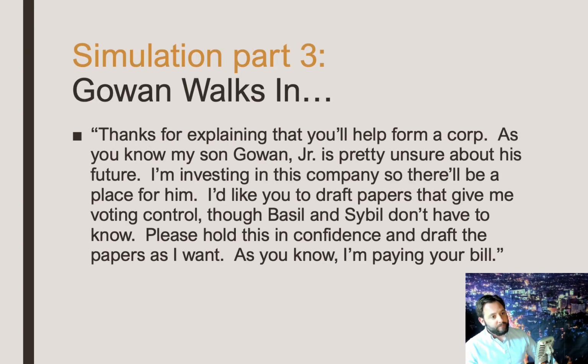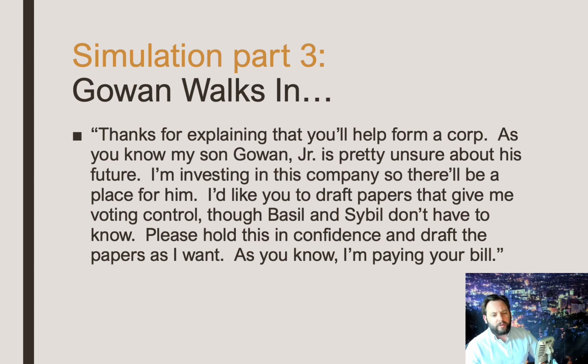Situation 3. Gowan walks in. He says, "Thanks for explaining that you'll help form a corporation. As you know from my son, Gowan Jr., he's pretty unsure about his future. I'm investing in this company, so there'll be a place for him. I'd like you to draft the papers that give me voting control, but Basil and Sybil don't have to know. Please hold us in confidence and draft the papers as I want. As you know, I'm paying your bill."